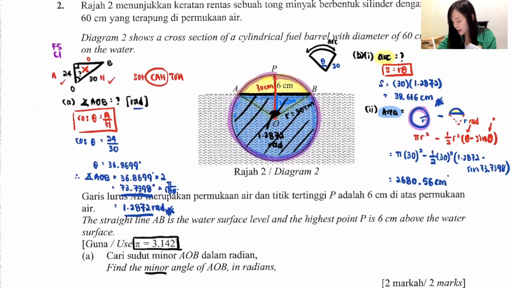2680.56 cm squared. Yep, I got this answer for the area under the water surface, which is the blue part. Hopefully you all understand this.